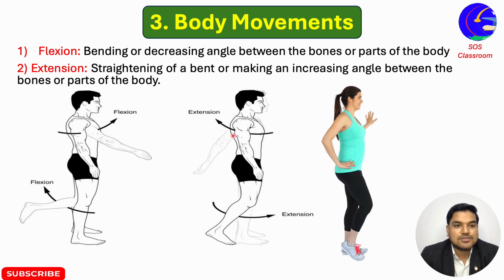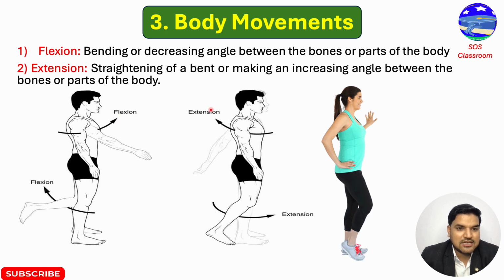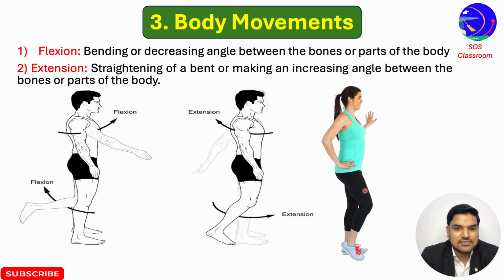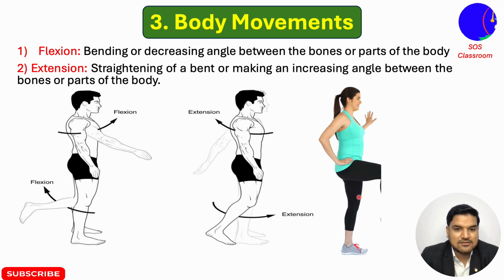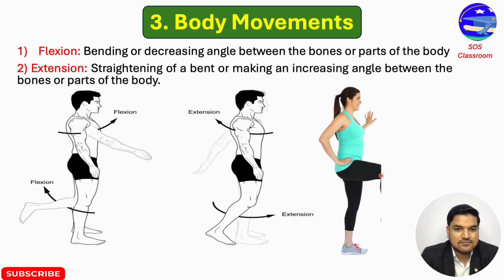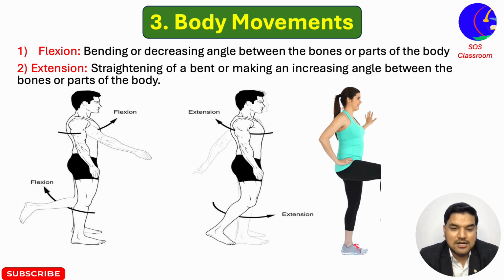And extension is just the opposite of flexion. Extension means straightening of a bent body part. For example, this is flexion, and this again comes under the normal structure. This is extension. You can see in this image: extension, flexion, extension, flexion. Flexion is toward the body parts, or bending of the body parts, and extension is away from the body parts, or straightening of a bent body part.